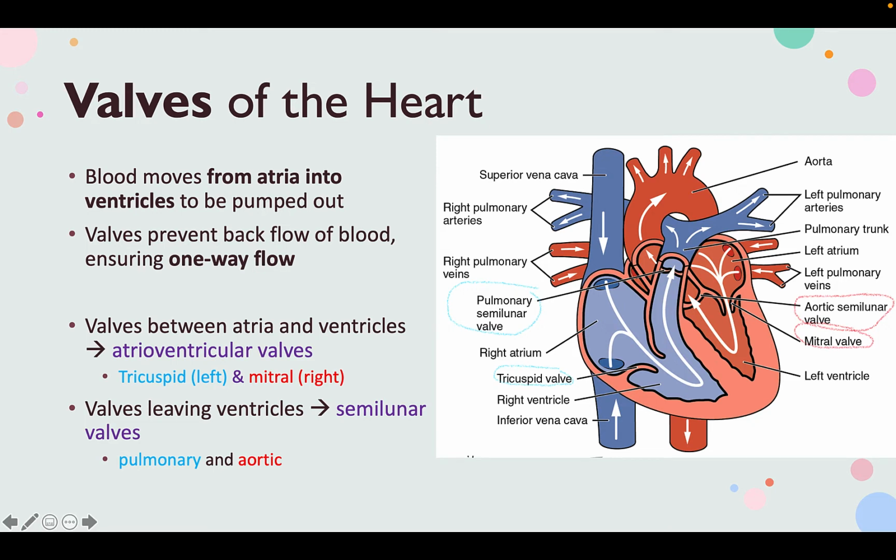Valves of the heart. These prevent blood flow from coming back. They are a one-way flow. So they are valves. Blood moves from the atria into the ventricles to be pumped out. That's through these valves. And so the first valve that the blood is going to encounter when it enters the heart is this tricuspid valve. It's also called an atrioventricular valve. So we have the left and the right atrioventricular valves corresponding to left and right atria. And so the right atrioventricular valve or tricuspid valve is in this right atrium to ventricle.